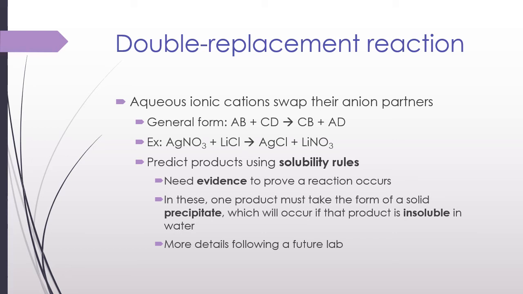Like the single replacement reactions, we need evidence that a reaction has occurred. For this, it is either through the formation of water for acid-base, a special kind of this kind of reaction, or through the formation of a solid precipitate. So, in order to predict whether or not a precipitate will occur, you need to know solubility rules. We will learn more about this in a future lab.